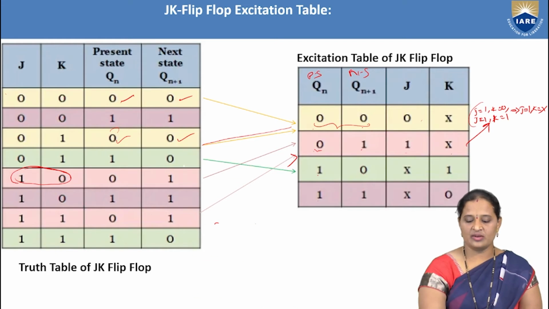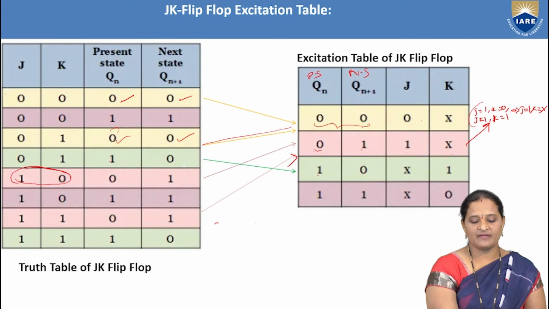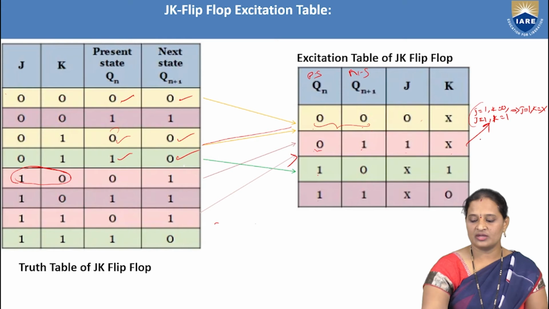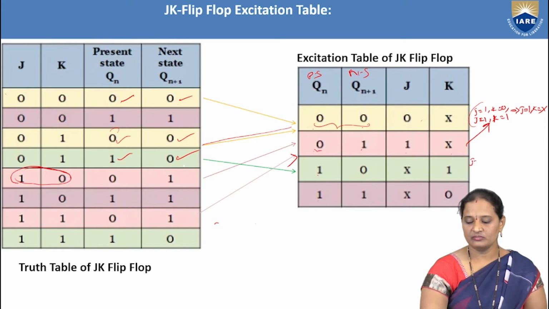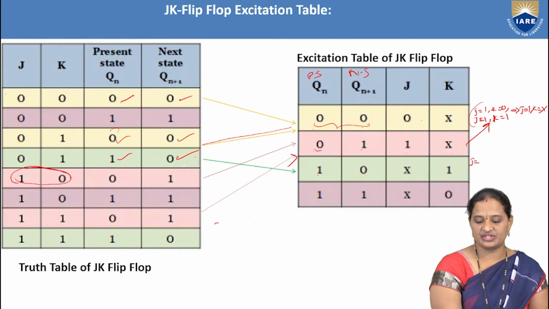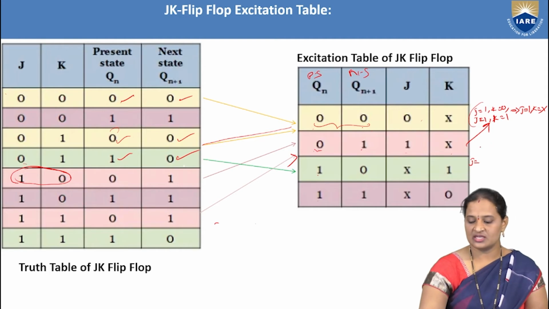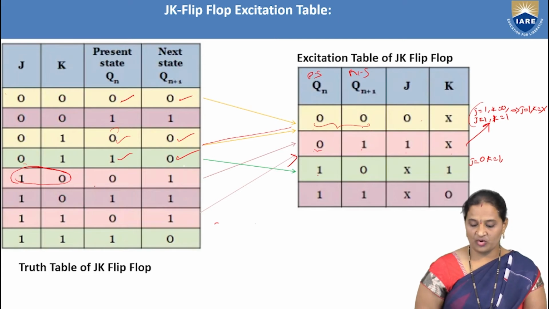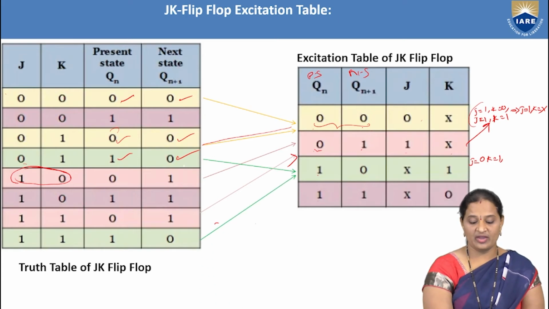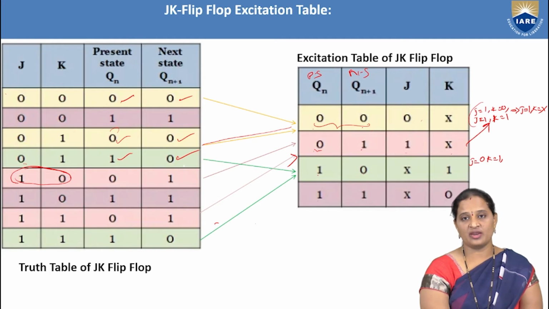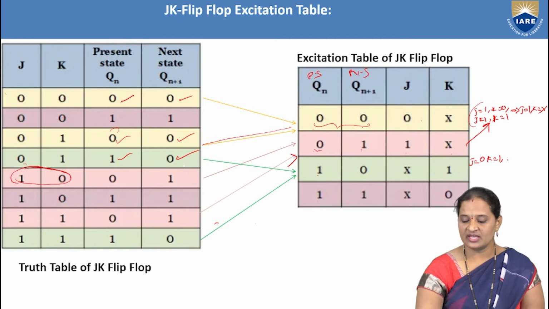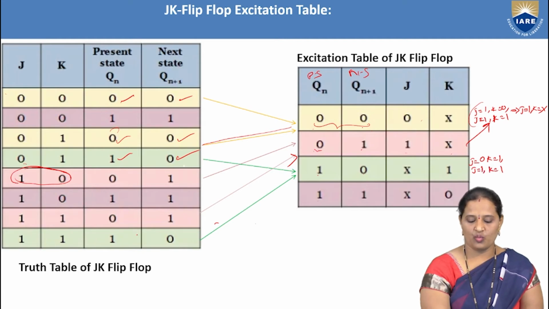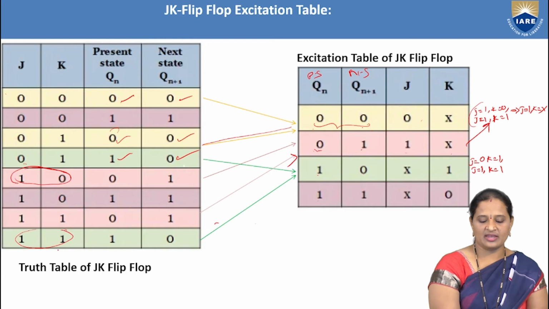Now let us see the next one, 1, 0. So we have the present state as 1 and the next state as 0, where the inputs are: for this first combination, shown in green color, j is equal to 0, k is equal to 1. And one more combination we can observe here, where we have Qn is equal to 1 and Qn+1 is equal to 0. In this, j is equal to 1 and k is also equal to 1.